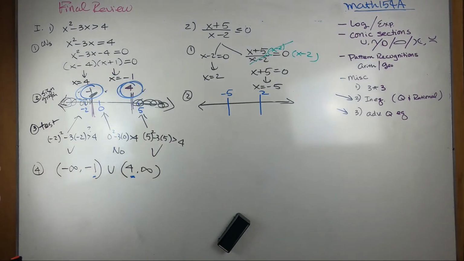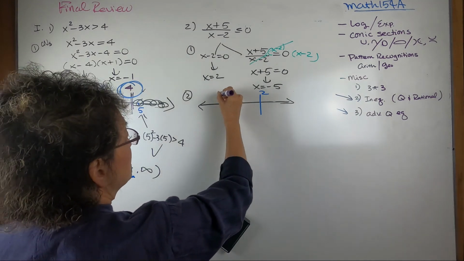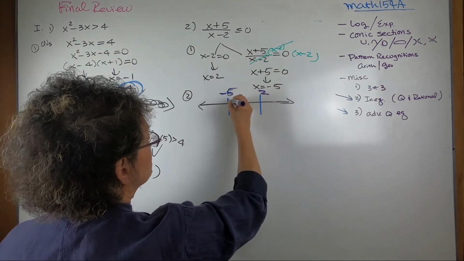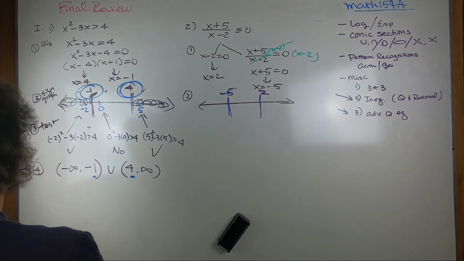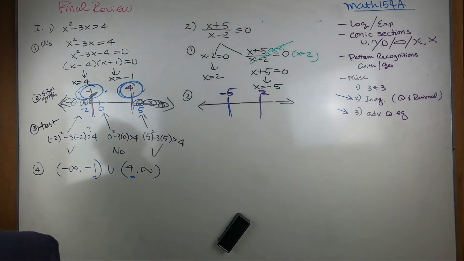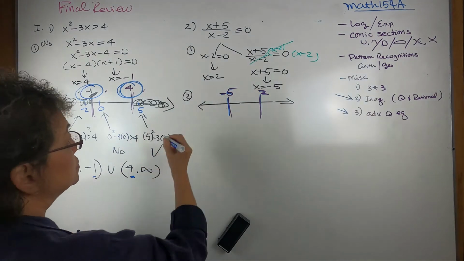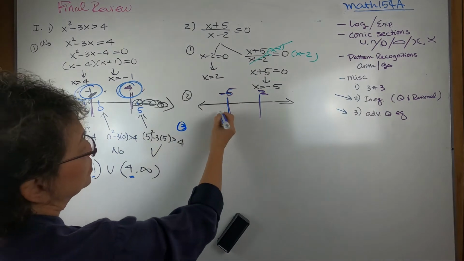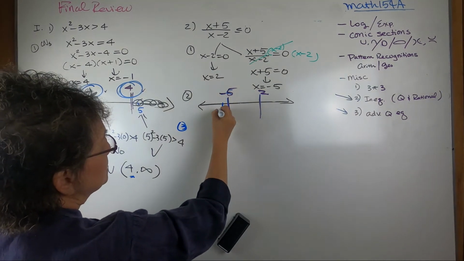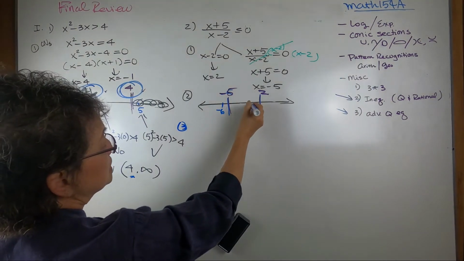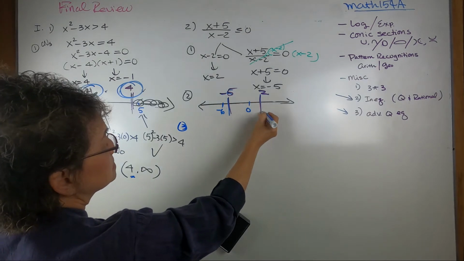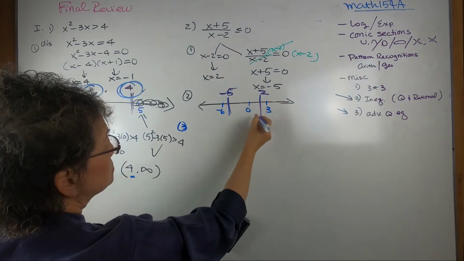Then we use the test point. So we have -5 and 2. Then test point, which number you think you will use? Just something simple. Over here, maybe -6. Over here, maybe just use 0. Here, you can just use 3.